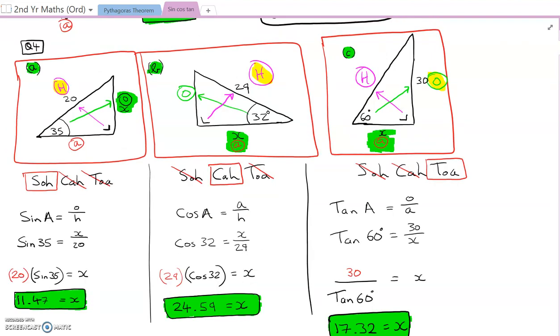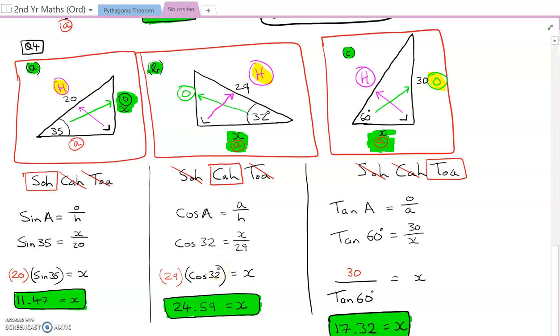Okay, here are the answers. I hope you gave them a go yourself, but there are the answers. So the answer to question 1 is 11.47. You can see the work done there and all the labeling going on, so you can pause the video on your own time and look through that. B, the answer's here and the work is done there.